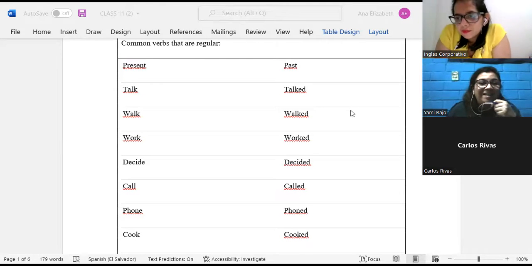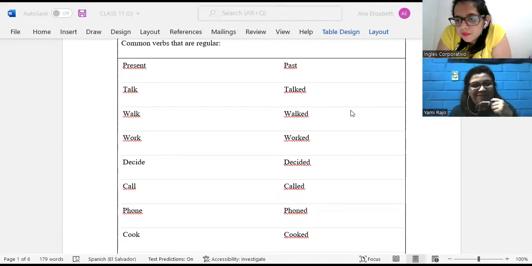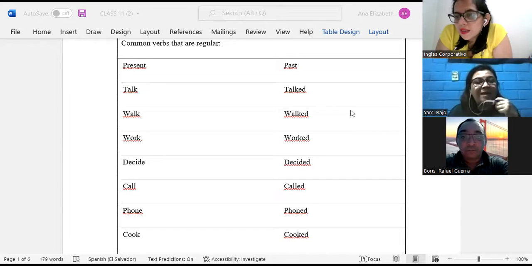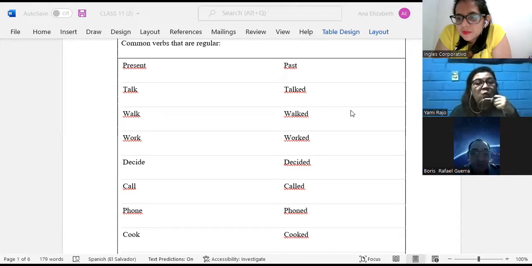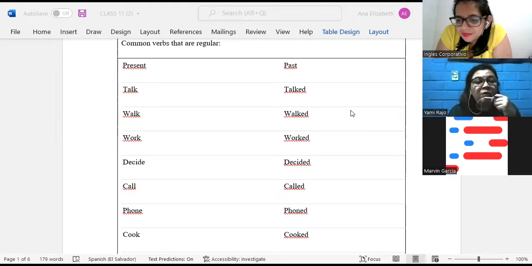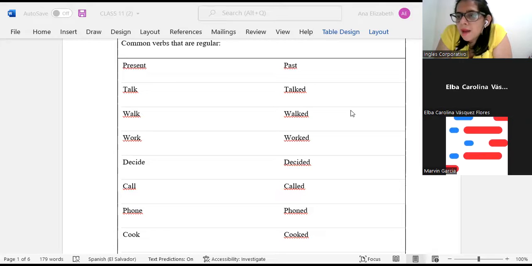Vale, este call significa llamar también. Y el phone significa llamar. What is the difference? Bueno, yo supongo que el phone es de llamada telefónica. Y pero call es llamada también. Ajá, va. Necesito a alguien que me diga cuál es la diferencia. Ahora vamos a trabajar just as a group.